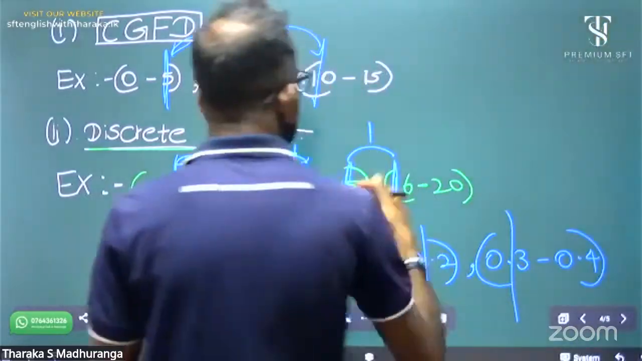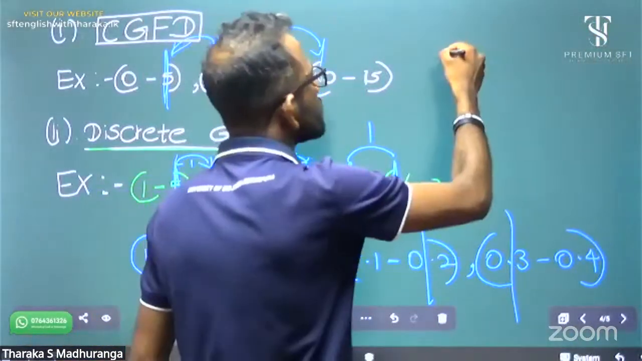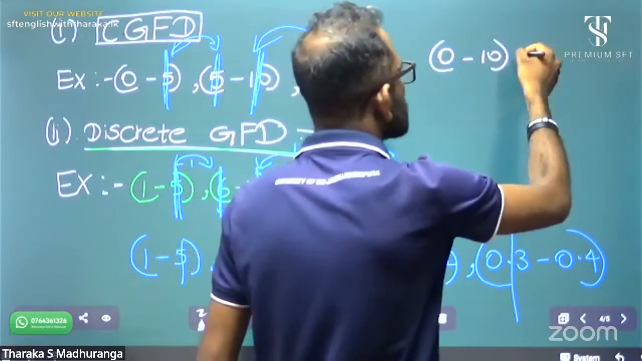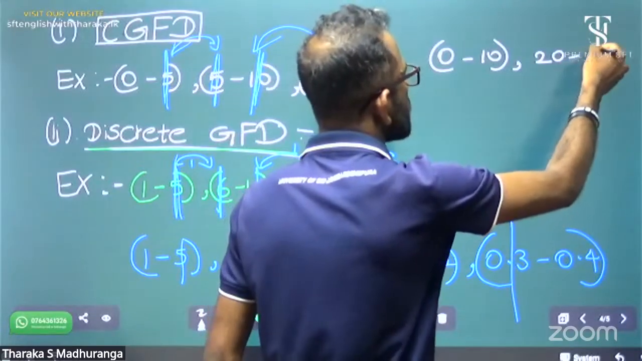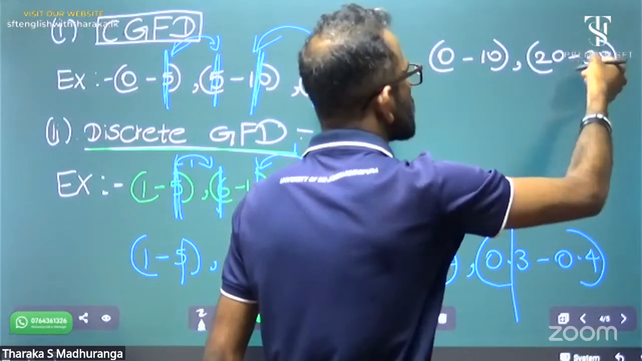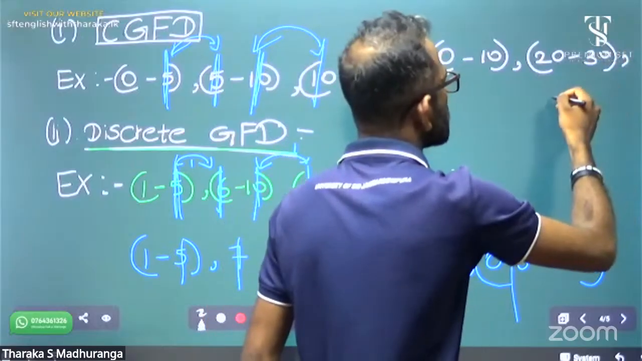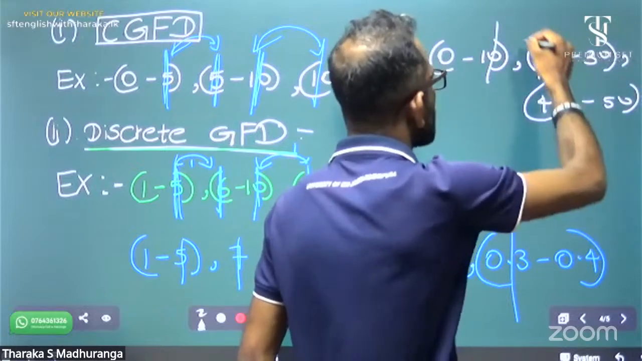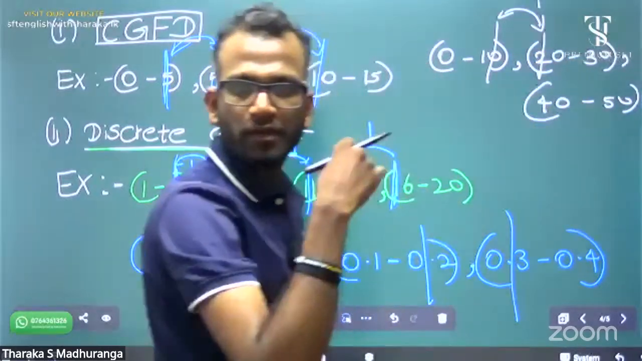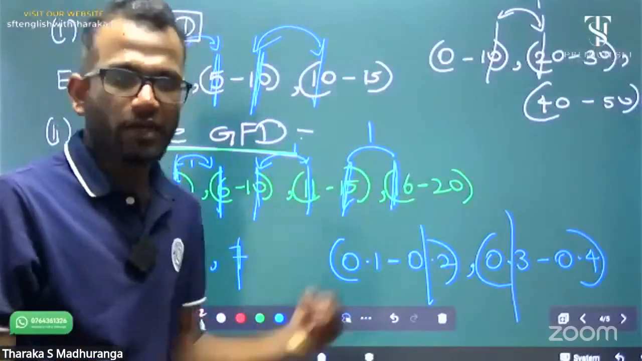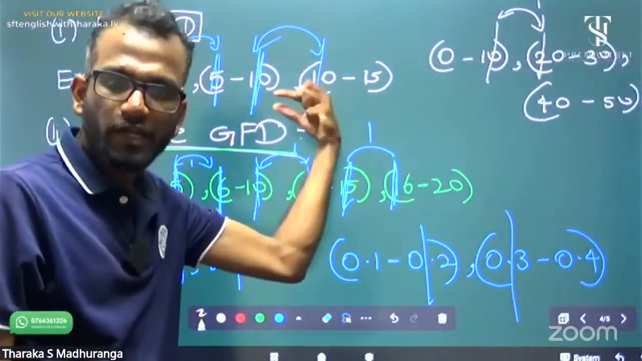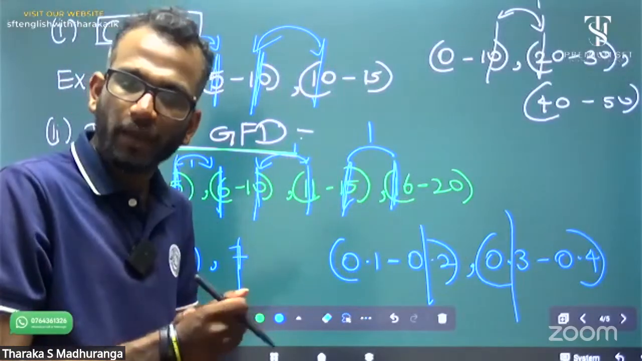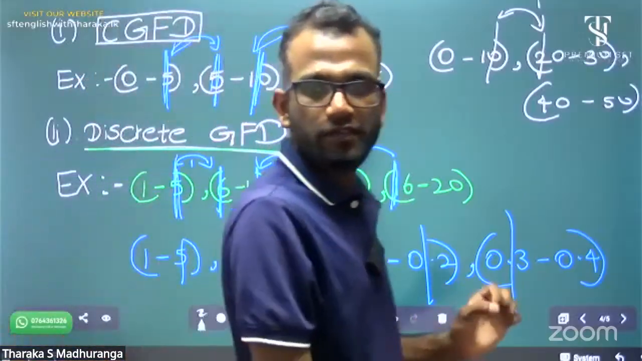It can be a gap of 10 also. 0 to 10, again starting 20, 20 to 30. Again another gap of 10, again starting 40 to 50. Okay, they are discrete. You can see they have gaps. If the gap is 0, that we call continuous. If the gap is more than 0, that we call discrete.